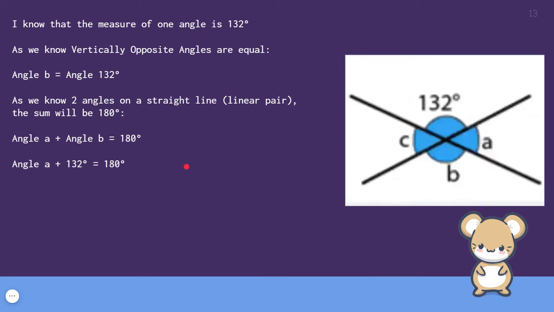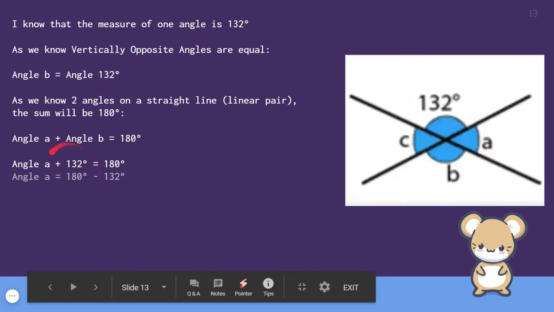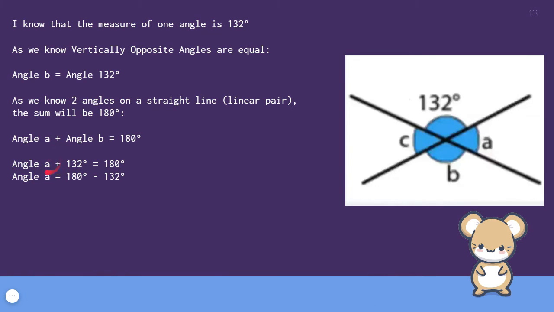Now as we already know how to find this, I am going to take the number which is with the value that I have to find. I will take it on the other side, changing its sign. So 180 degrees minus 132 degrees. Since it was plus 132, now it's going to be minus 132. And now simply I'm going to solve it and I got my answer as 48 degrees.